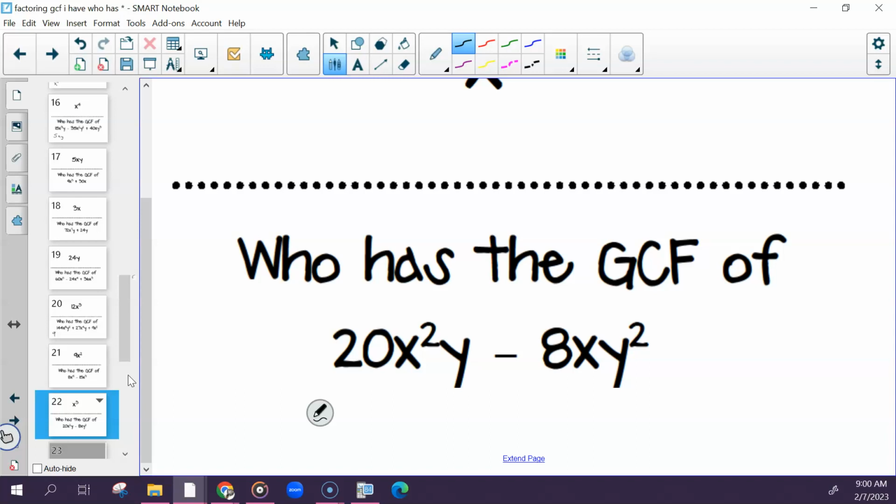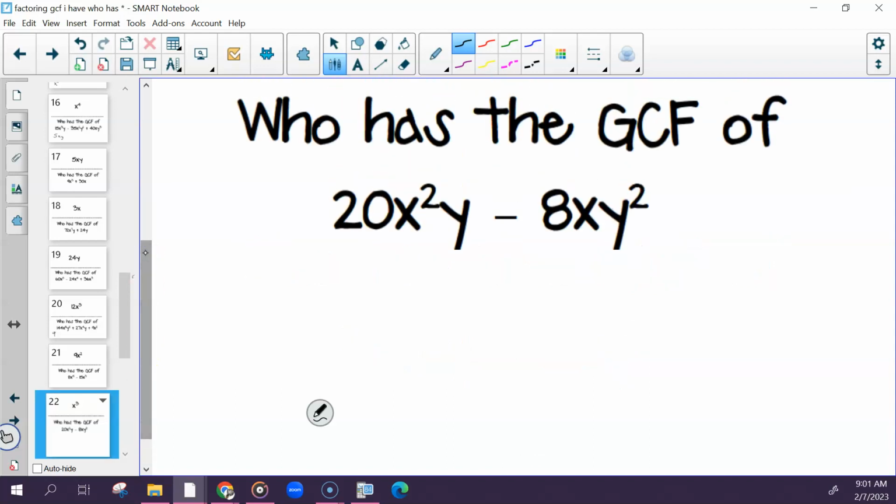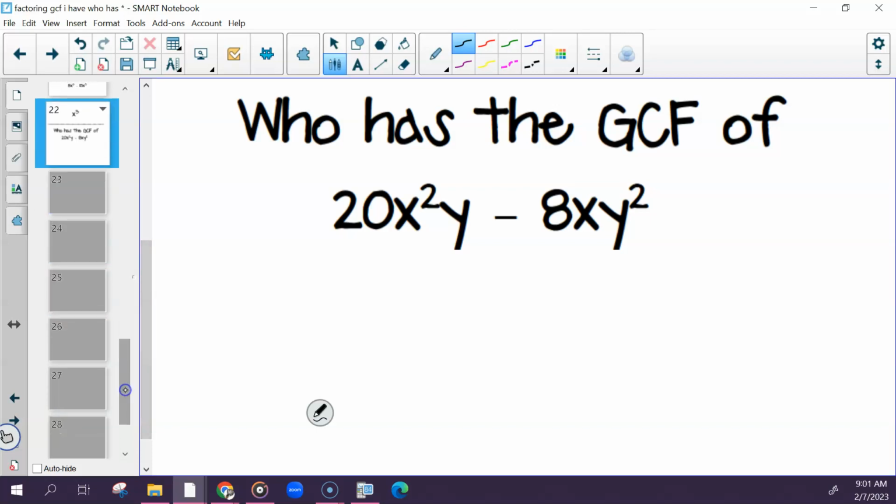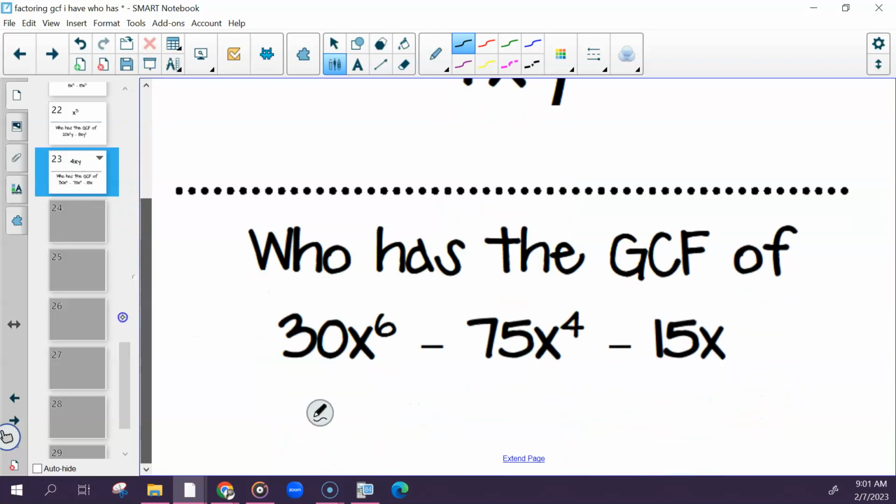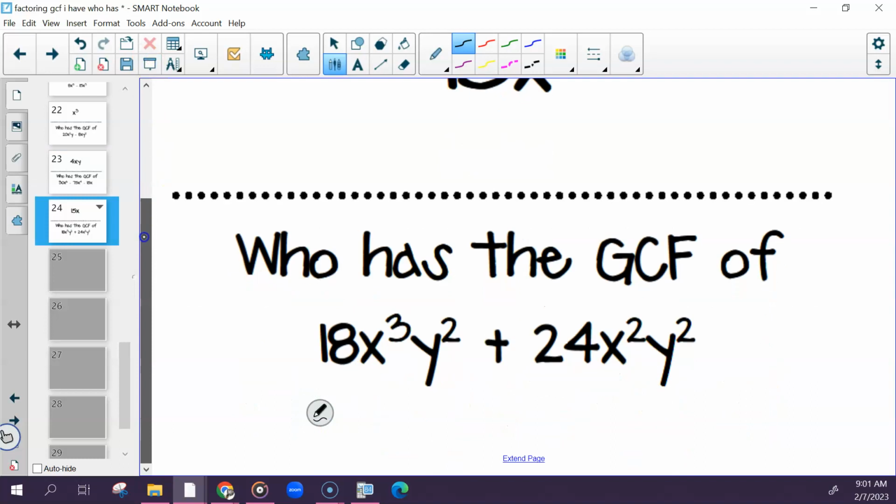That might be me again, actually. I could have given x's out to you guys, but I would be forced to do 2. You barely want to do 1. So 4xy is this GCF. Who has the GCF of 30x to the 6th minus 75x to the 4th minus 15x? This one I do not have. 5 works, but it's not the highest. It is 15x. Go ahead and read that out.